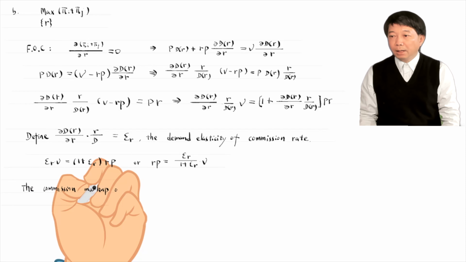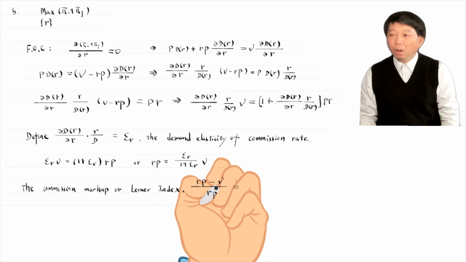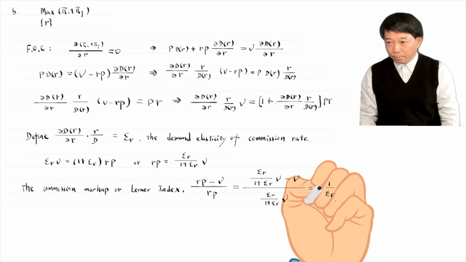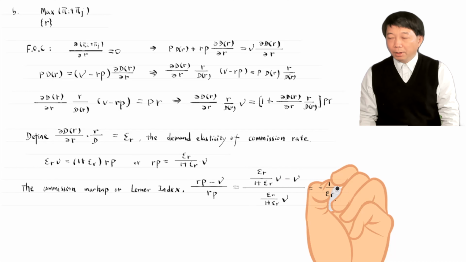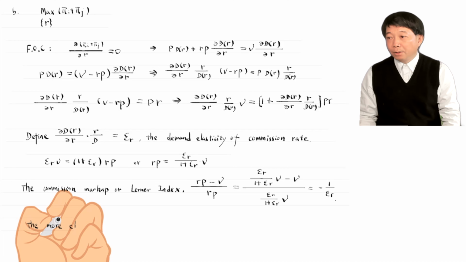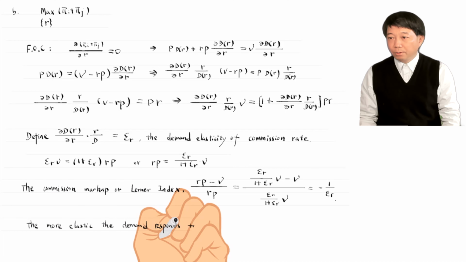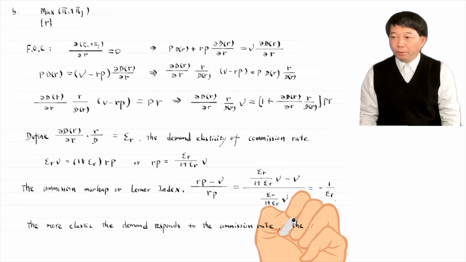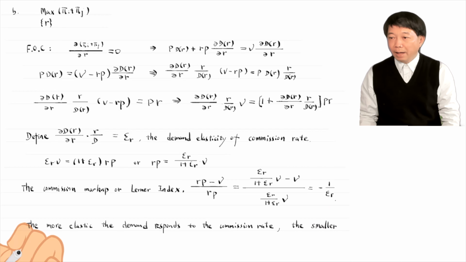Then we can write the commission markup or Lerner index, which is defined as the difference between the commission and the average cost divided by the commission. We find that it equals minus 1 over epsilon r. The more elastic the demand responds to the commission rate, the smaller the difference between the commission and the average cost.